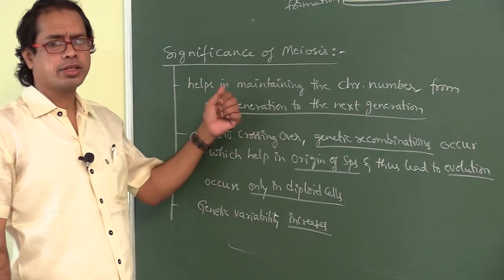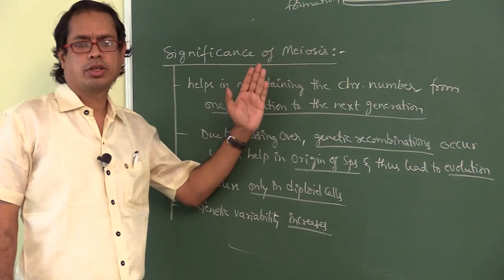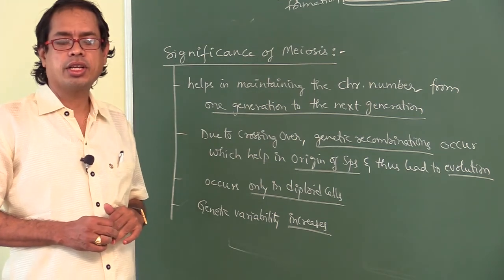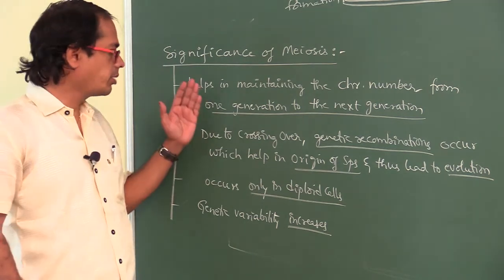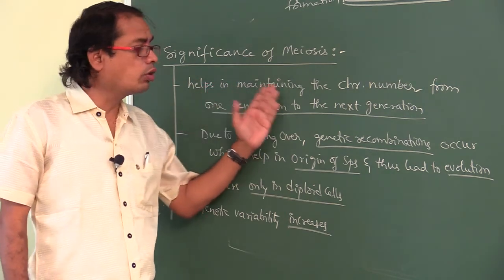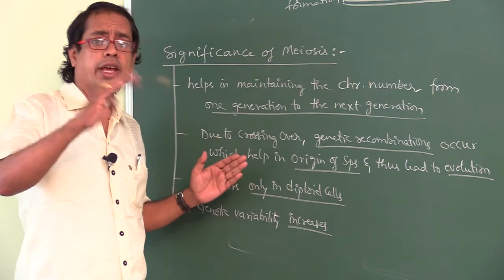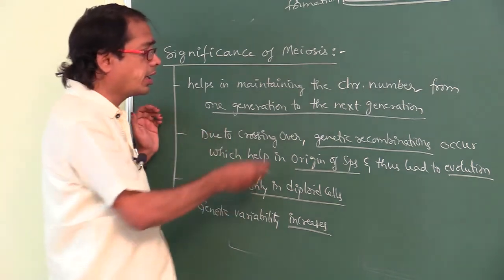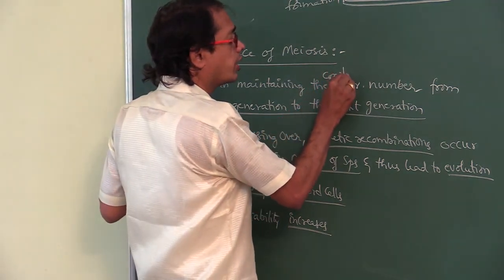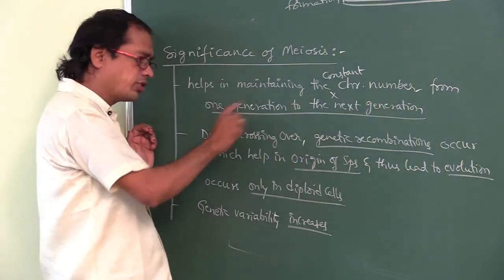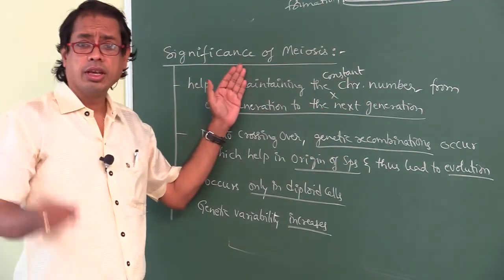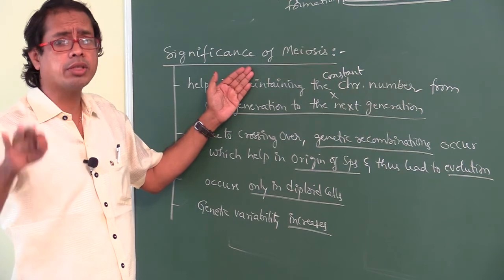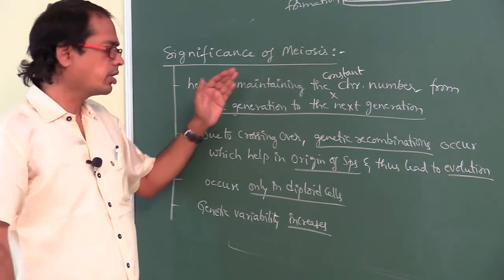Now look here, my dear students, significance of meiosis. Where does it occur? It occurs in reproductive cells or germinal cells. It helps in maintaining the chromosomal number from one generation to the next generation. Which cell division helps in maintaining the constant chromosomal number from generation to generation? Meiosis. Which cell division helps in maintaining the constant chromosomal number in all the cells of the body? Mitosis.